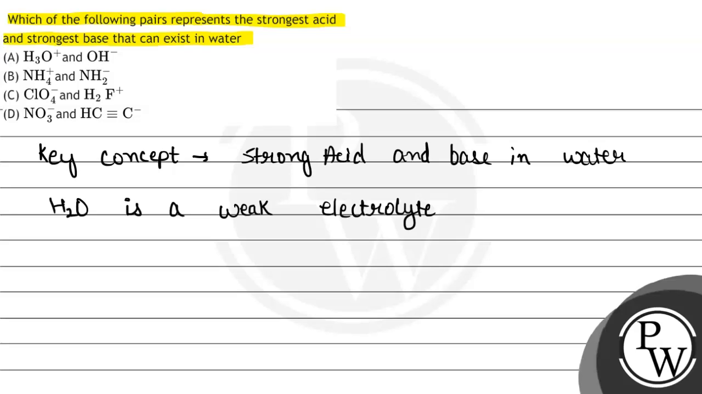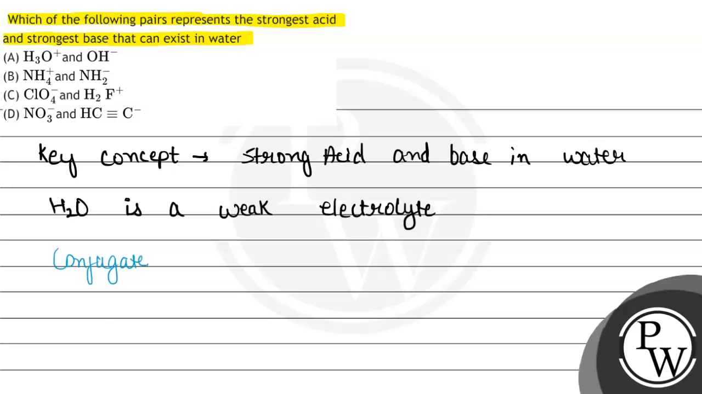what will be that? To find this, जो strongest acid होगा that can exist in the electrolyte water, that should be conjugate acid of the water, and the strongest base of the water should be conjugate base of the water. For this we should know conjugate acid और conjugate base क्या होते हैं.